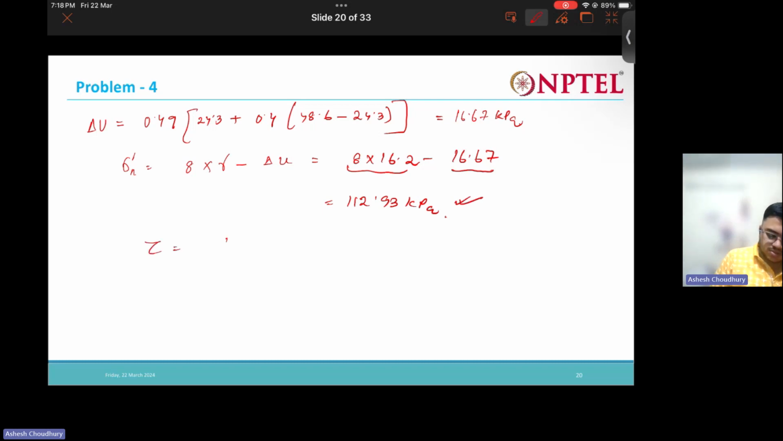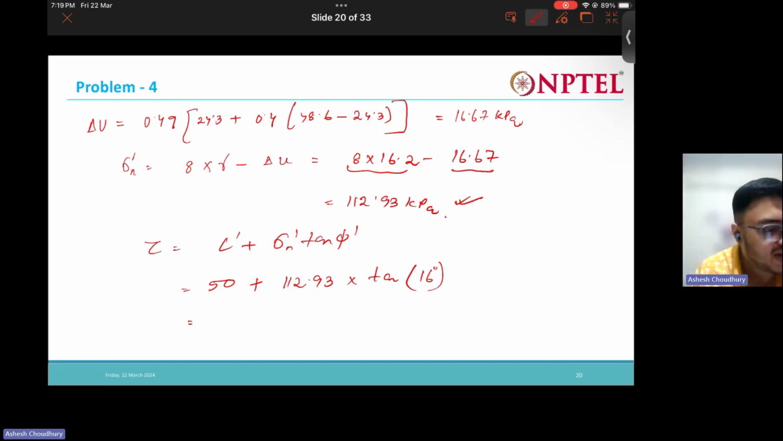Now you can find out the shear stress. This is given as how much? 50. So calculate this. This will give us the final answer. Please calculate 50 plus 112.93 into tan 16. This is going to come out as 82.38.